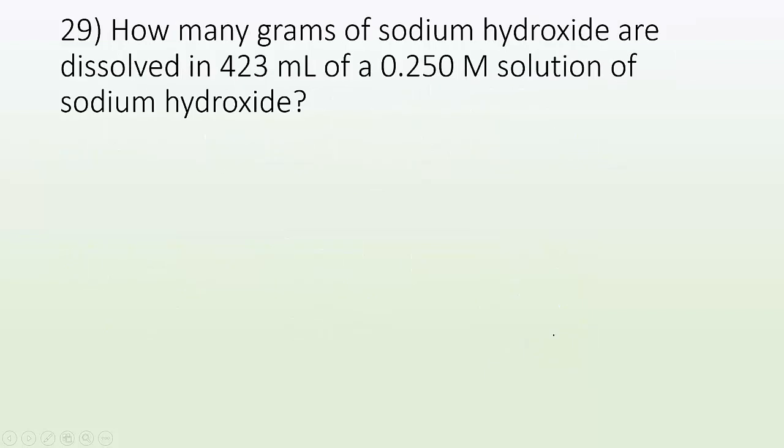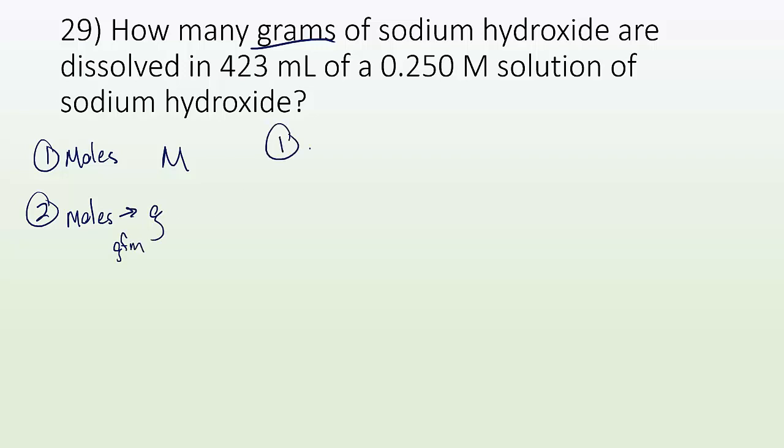All right, 29. How many grams? Oh, interesting. This time we're stepping it up a notch. They want grams. How many grams of sodium hydroxide are dissolved in 423 milliliters of 0.250 molar solution of sodium hydroxide? All right, let's figure this out. If I want to get grams, I'm going to have to first get moles. So I get moles using the molarity equation, and then from the moles, I can go to grams using the GFM, the gram formula mass. So first step, figure out the moles.